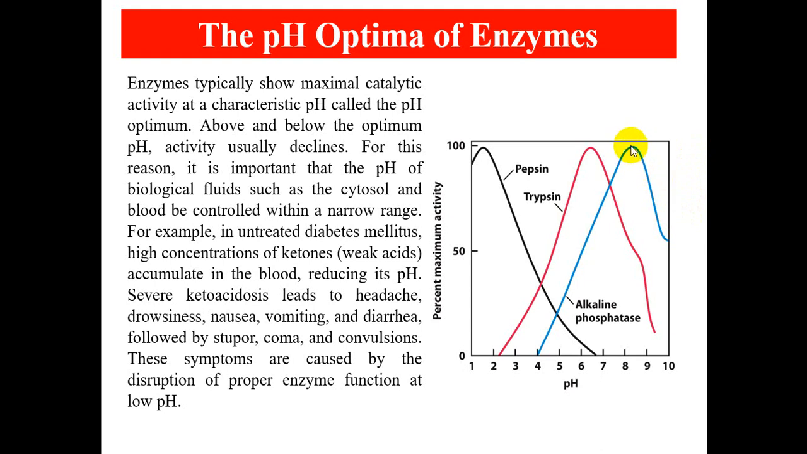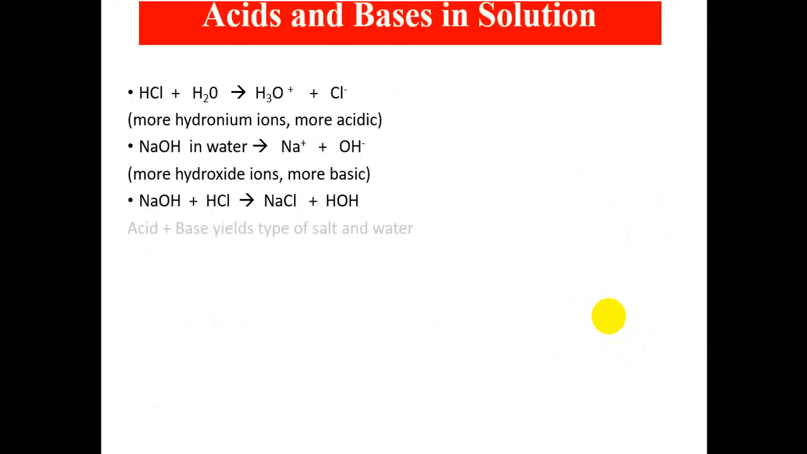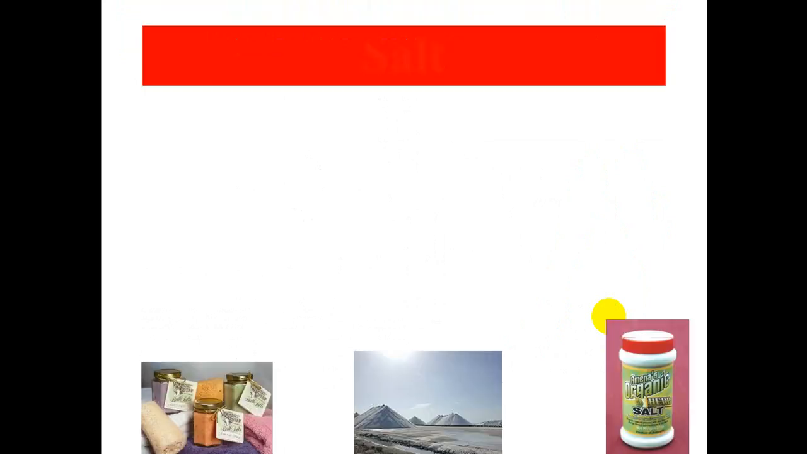That's why you see the highest percent maximum activity, or the enzyme activity, of this alkaline phosphatase. The highest enzyme activity requires a very high pH. So it's a basic or base-loving enzyme. The enzyme loves to live in a basic environment. Okay, so these are just examples for our relaxation.